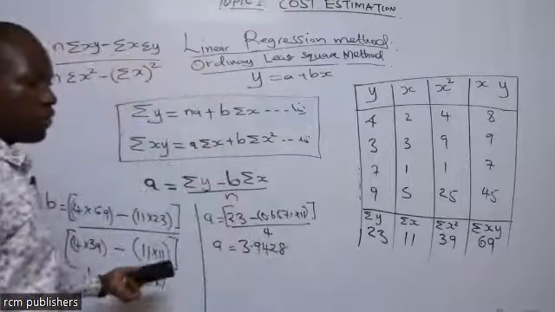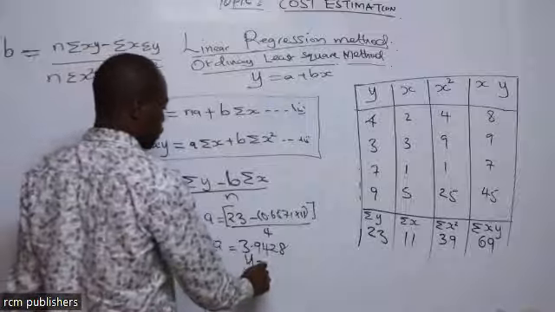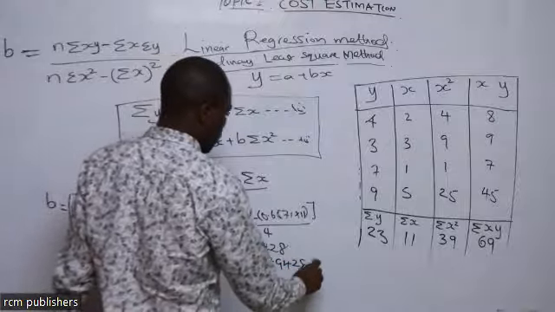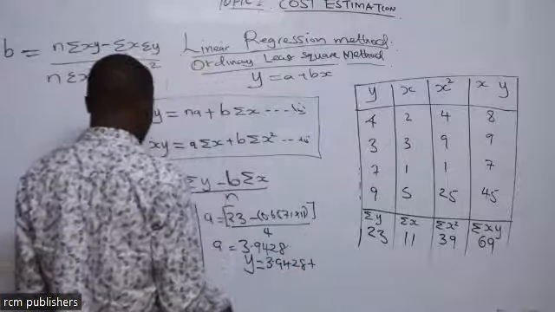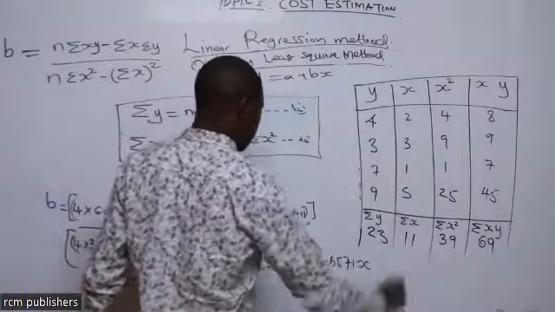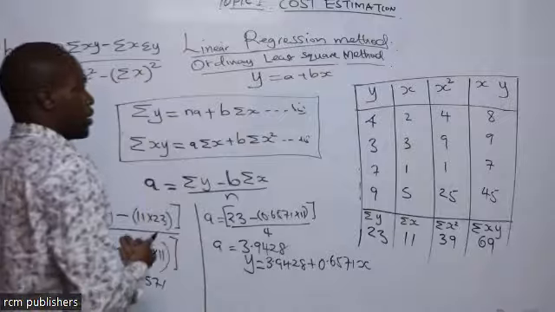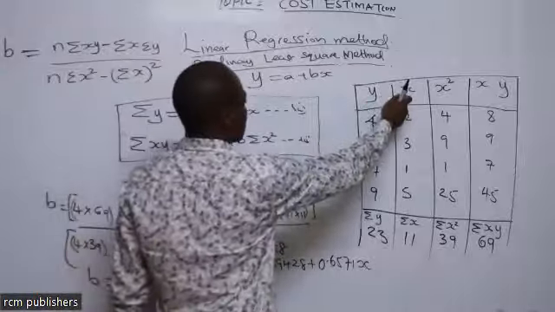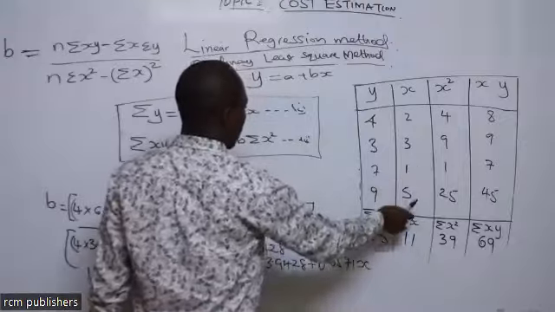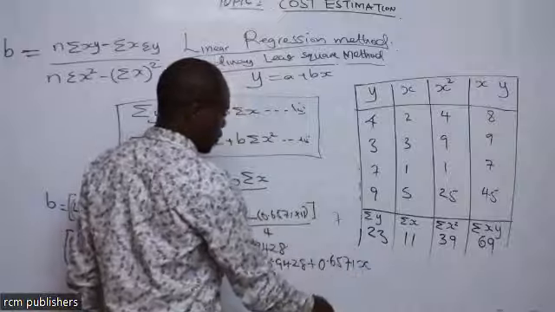So once we have the value of A, we can now go ahead and get our cost function. Y is equal to A, which is 3.9428, plus B X. Our B is here, 0.6571 X. That's the function. So if you are told to estimate the total cost that will be incurred in the month of May, if the value of X here is 7, you simply come here and replace X by 7 to get the value of Y.